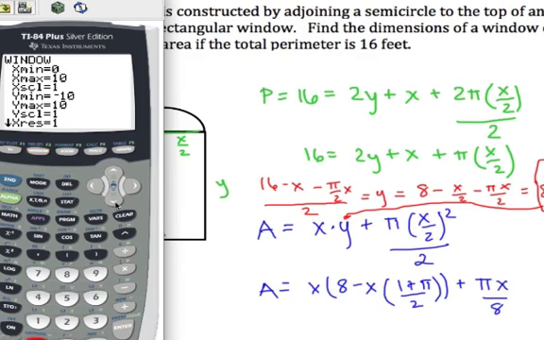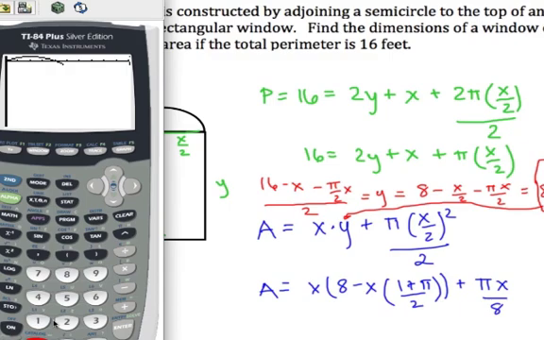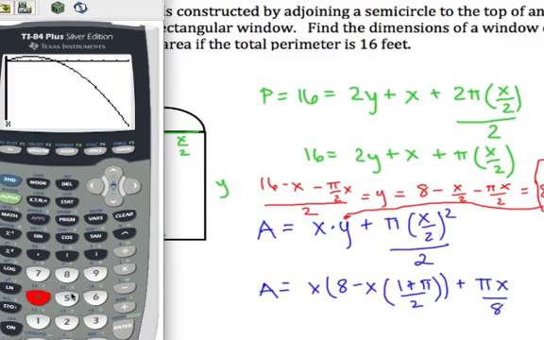Okay, so window, let's go 0 to 10, and then we'll go zoom fit. All right, we want maximum area, which looks like it's right there. So we'll go second calc maximum, which is number 4. Oh boy, stuck me way over here. Okay, enter. Enter.